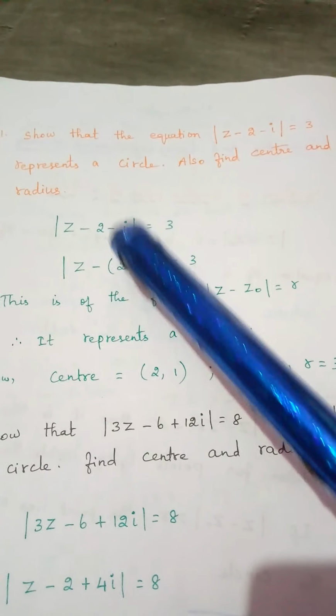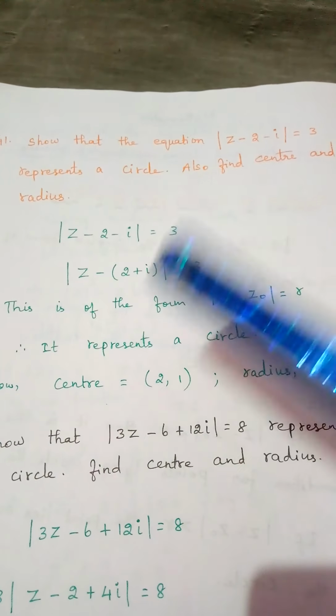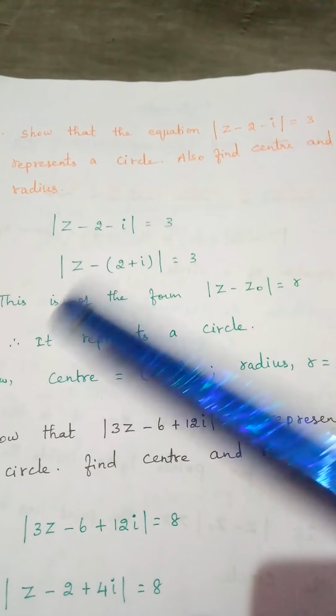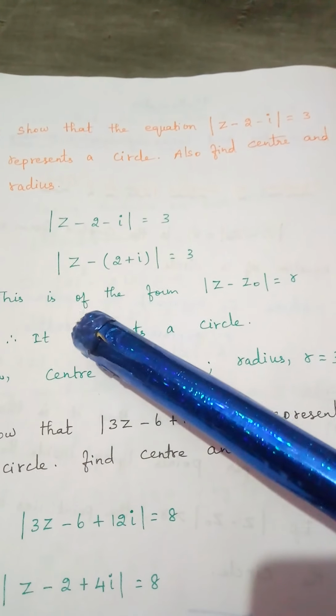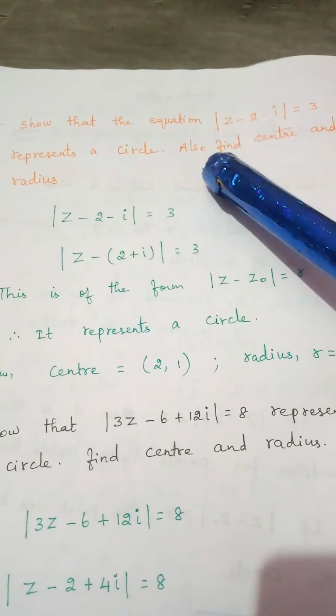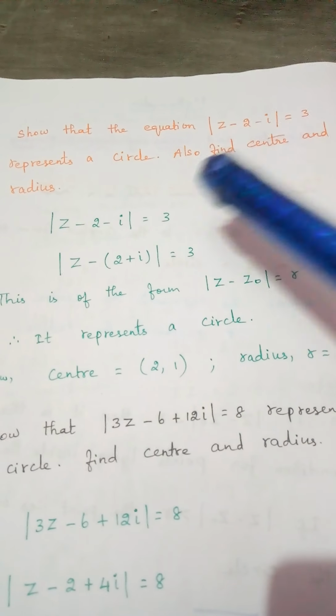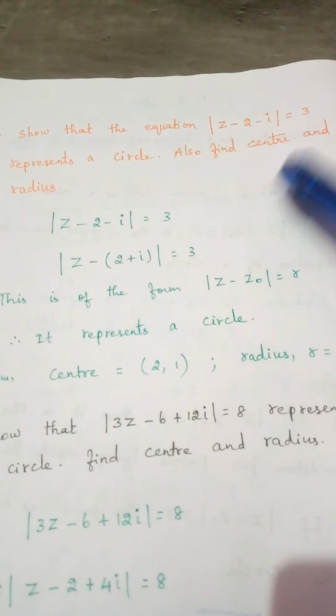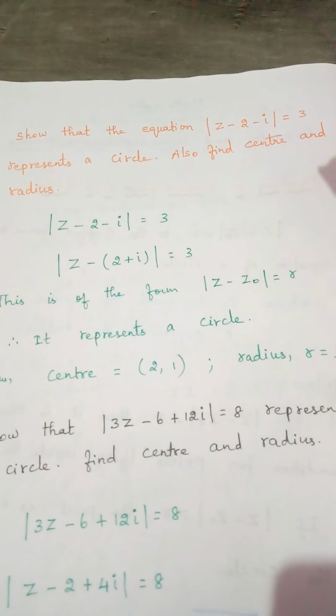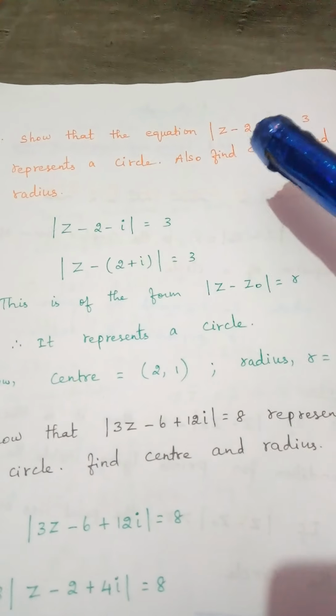And then I am remembering the concept that we have just seen. What is the equation of a circle? Modulus of z minus z naught equal to r. If it is in that form, that is called a circle.